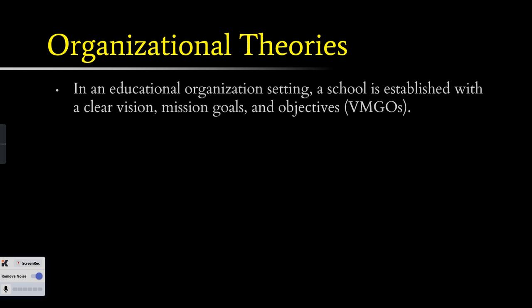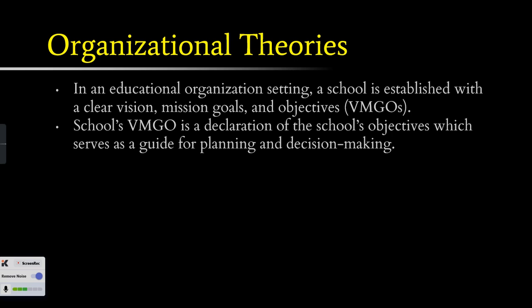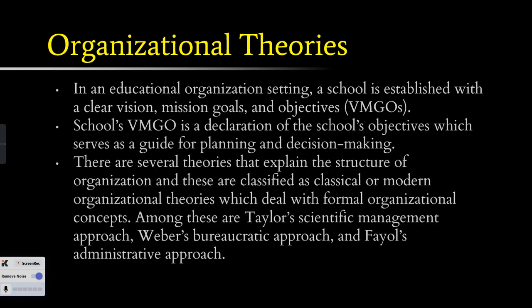In an educational setting, a school is established with a clear vision, mission, goals, and objectives, also known as VMGO. The school's VMGO is a declaration of the school's objectives, which serve as a guide for planning and decision making. There are several theories that explain the structure of organization, and these are classified as classical or modern organizational theories, which deal with formal organizational concepts. Among these are Taylor's scientific management approach, Weber's bureaucratic approach, and Fayol's administrative approach. We will talk about these three different organizational theories.